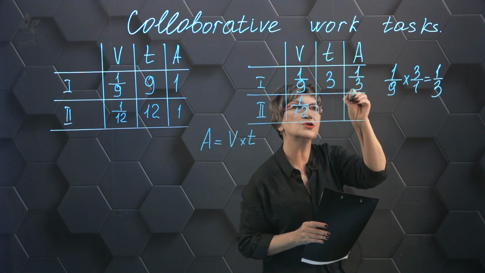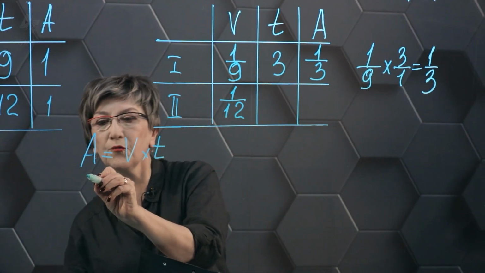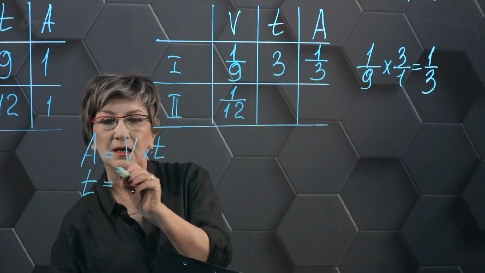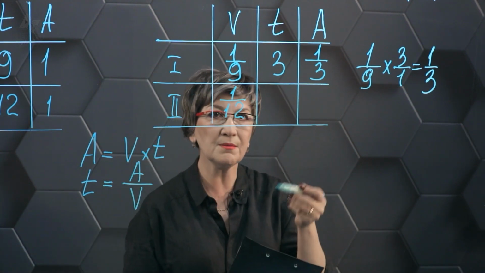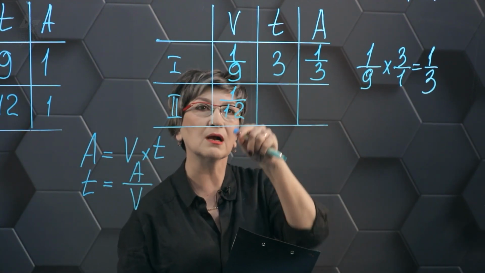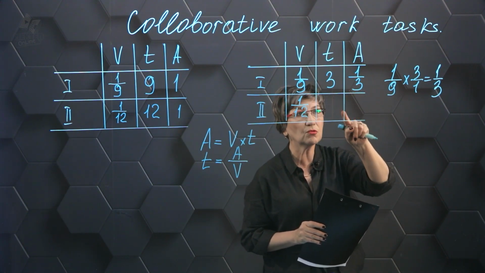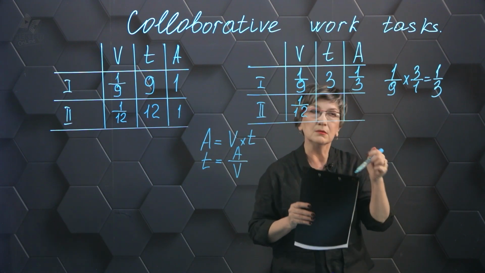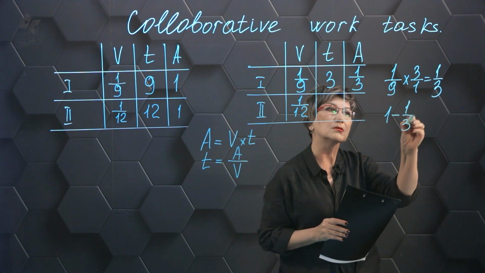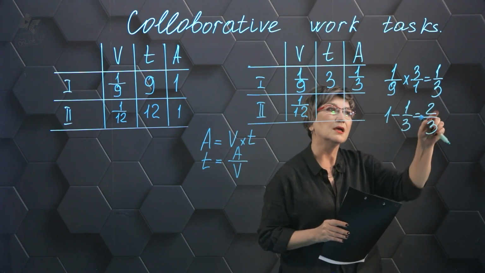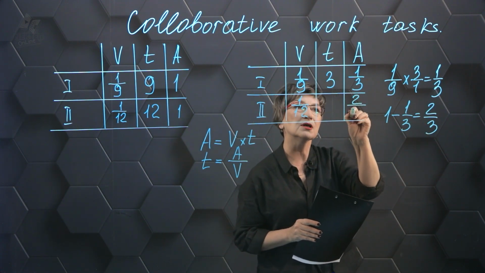Then I can calculate how much of the work the second company did. And then, using the formula, time equals work divided by productivity, I'll find the time it took the second company to do the work. The second company did the rest of the work. The first company did 1/3 of the work. Then what part did the second company do? What should I do? Take 1, subtract 1/3, equals 2/3. And that part of the job went to the second company. 2/3 work.